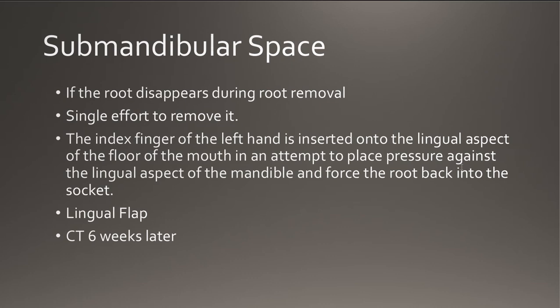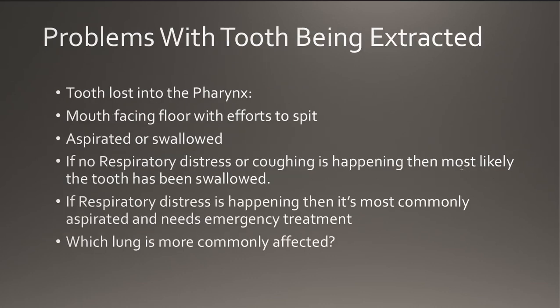Now, in this single effort to remove the root, we try to push it backward from the lingual aspect into the socket. So we put our finger into the lingual aspect of the floor of the mouth and apply pressure to push it backward into the socket. And we will develop a lingual flap without releasing incisions, of course, and we try to identify the root. If we can't, then we close, and 6 weeks later we do a CT scan and then we remove it.